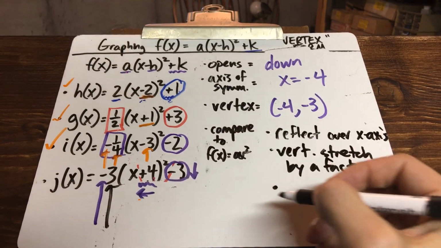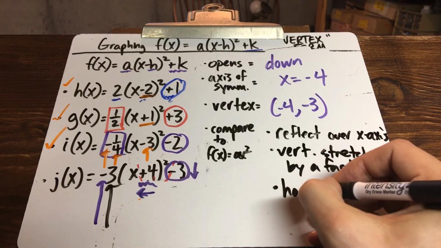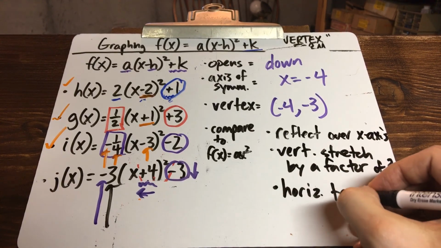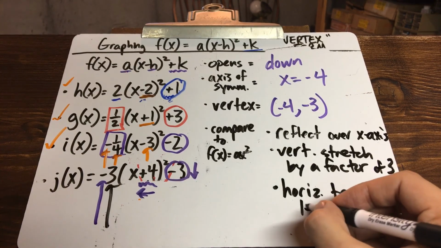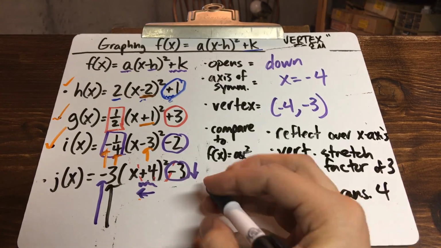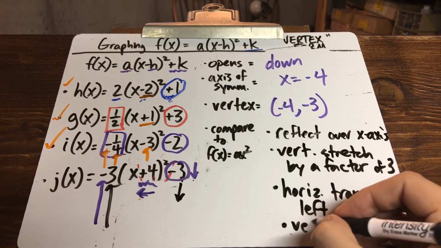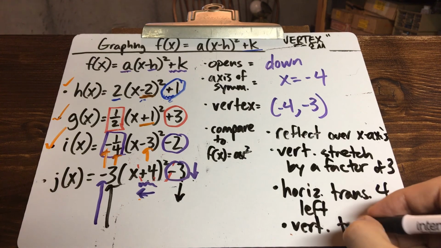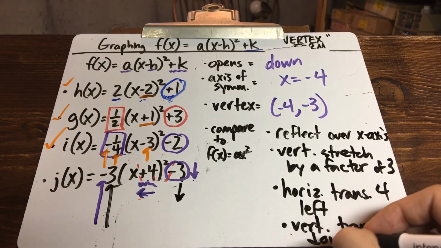This right here, the plus 4 that told us to go 4 to the left, how do I describe 4 to the left? That's a horizontal translation, 4 to the left. And then the minus 3 at the end that told us to go down 3, that is a vertical translation, 3 down, and I'm about out of room again.